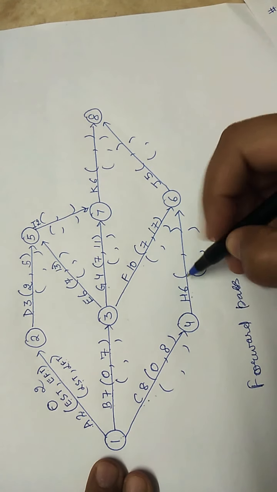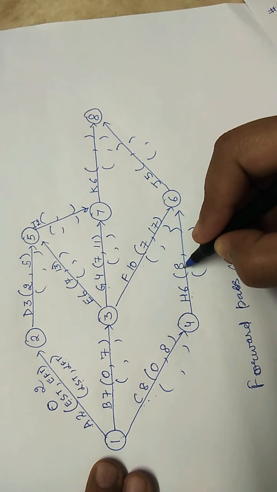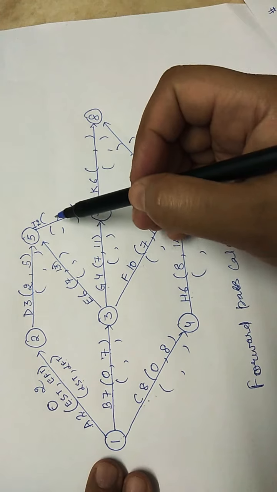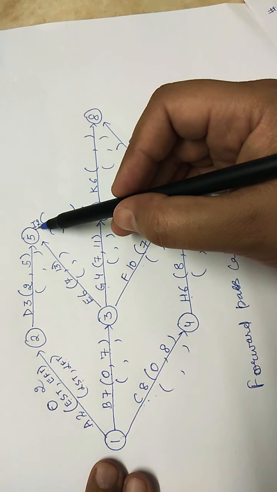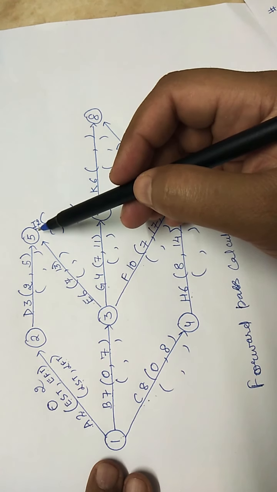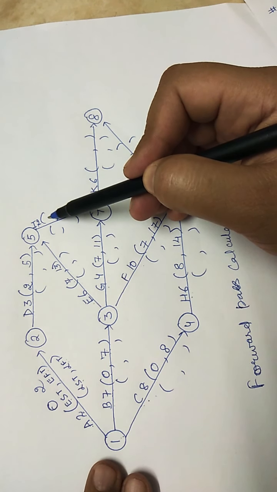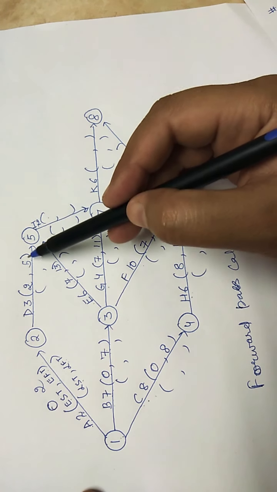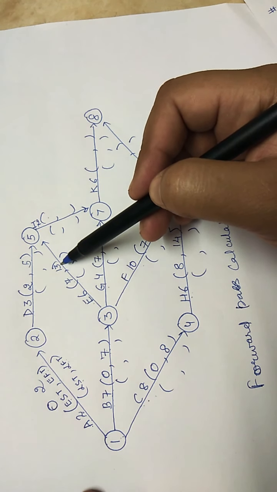For H, earliest start time is 8 and finishing time will be 8 plus 6, 14. Now see, in case of activity I, it can be started only when D as well as E, both activities are complete. So the earliest start time of activity I cannot be 5, because on the 5th day this activity is not complete. It gets completed on the 13th day.